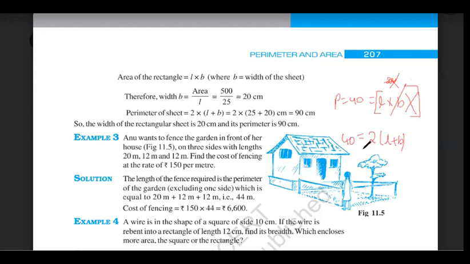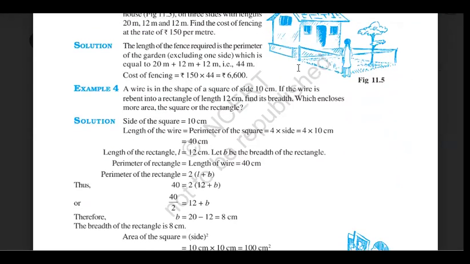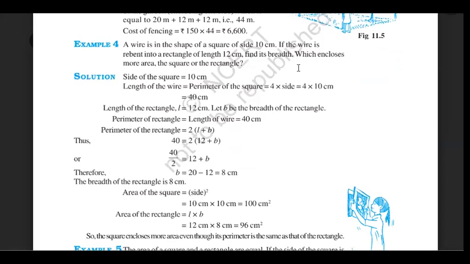Length is already given, 12. So can you find breadth? Yes, very good. Right? It is 8. All of you got this concept? Tell me, all of you got the concept? Then you can calculate the area. Okay? Breadth, then you can calculate the area.